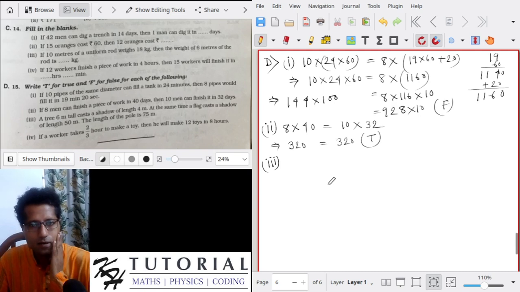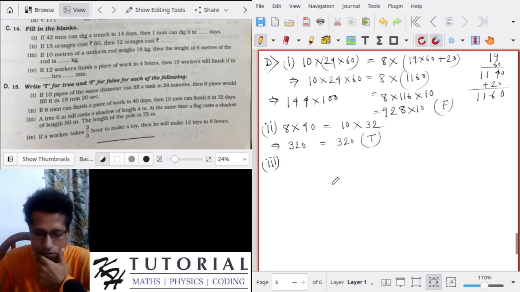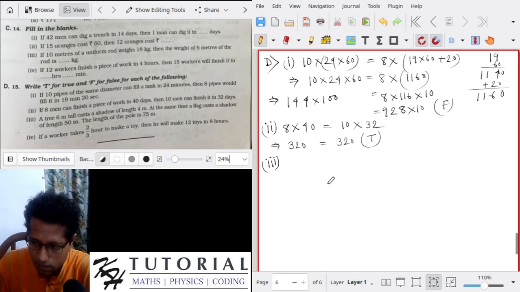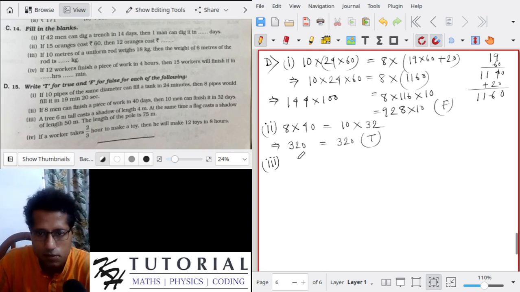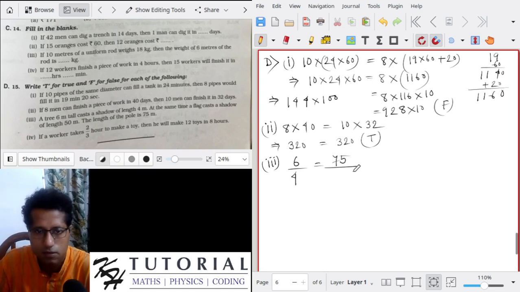Now, the two quantities: A can be the length of some object, and B could be the length of that object's shadow cast by the sun. So these two quantities vary directly, and A by B, the ratio, will be constant. For the tree, the height is 6 and the length of the shadow is 4, so 6 by 4 is the ratio. This should be equal to, for the flag, 75 divided by the length of the shadow cast by the flag, which is given as 50.